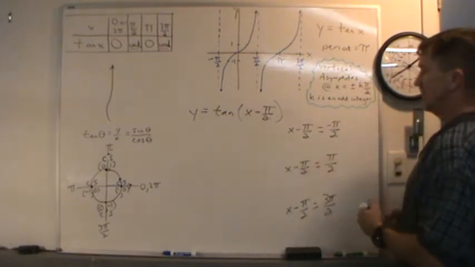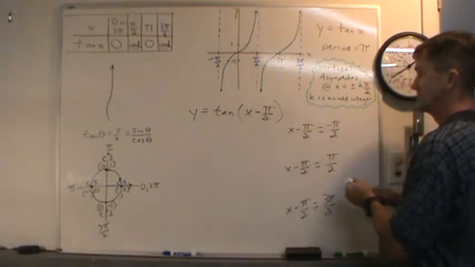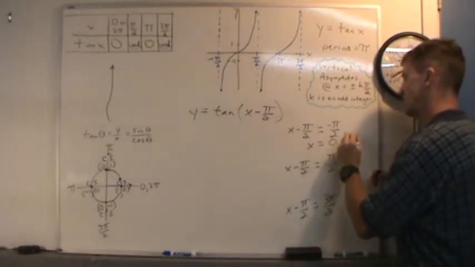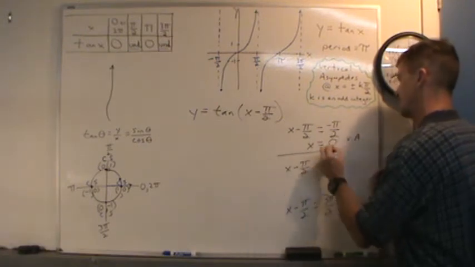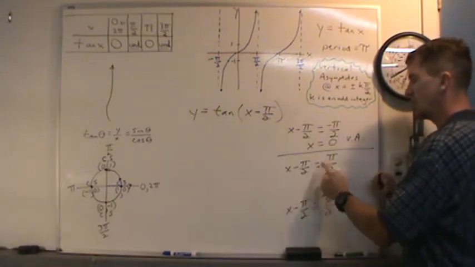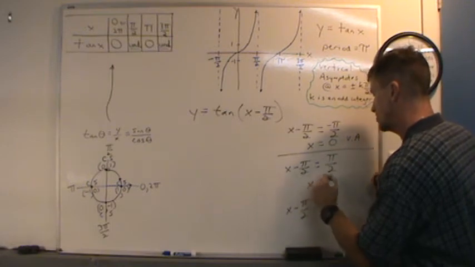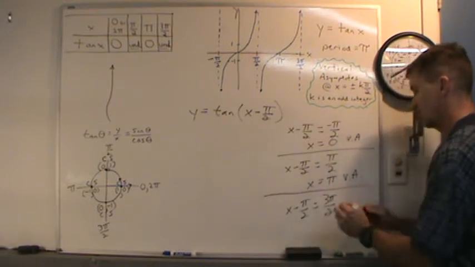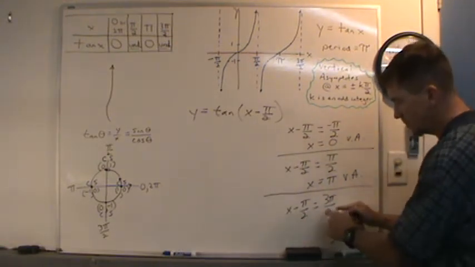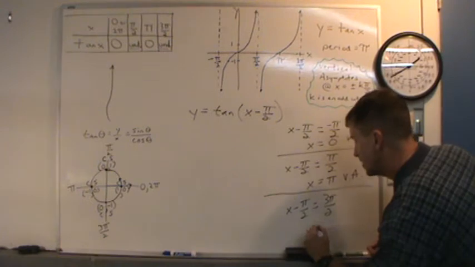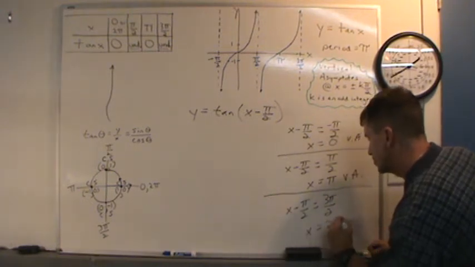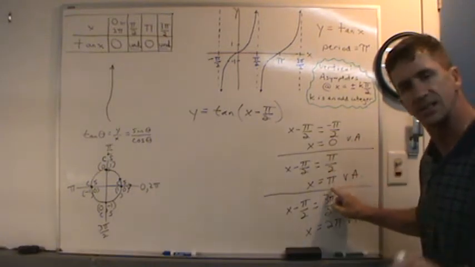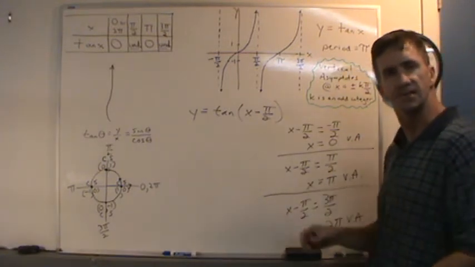To solve this and find the vertical asymptote, I have to add pi over 2 on both sides. And everyone, negative pi over 2 plus pi over 2 is 0. So there's a vertical asymptote at x equal to 0. Add pi over 2 on both sides. Pi over 2 plus pi over 2, that's 2 pi over 2, which is pi. So there's a vertical asymptote at pi. And lastly, 3 pi over 2, add pi over 2 on both sides. 3 pi over 2 plus pi over 2 is 4 pi over 2, which is 2 pi. So there will be a vertical asymptote at x equal to 0, at x equal to pi, and x equal to 2 pi. Let's make a sketch.